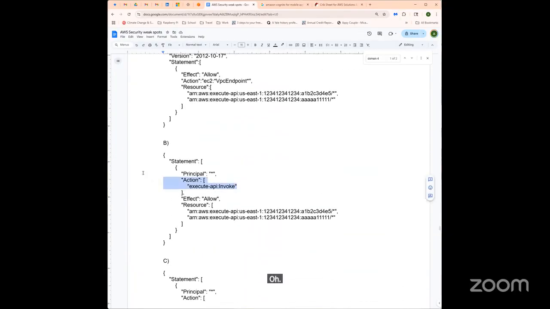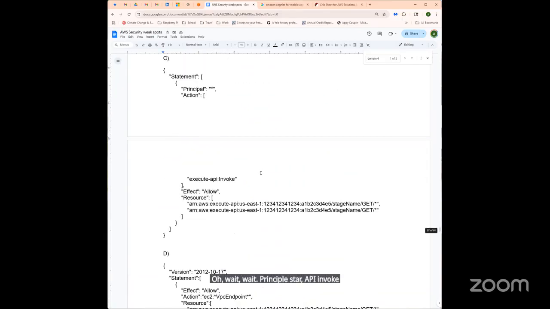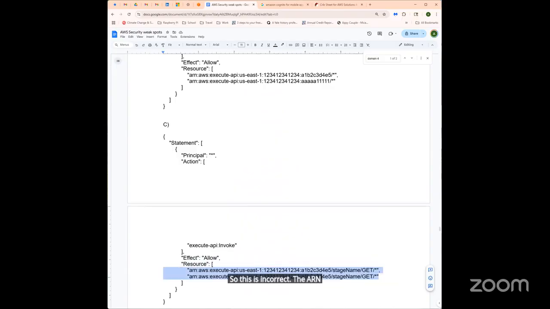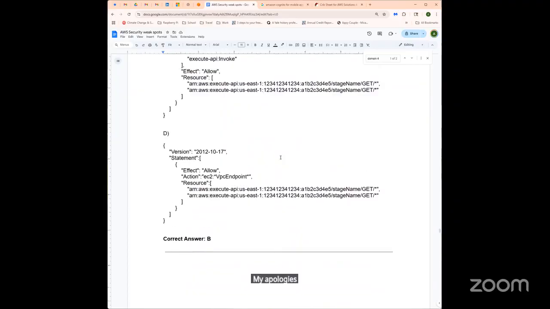Oh, wait. Principal star, API invoke. What's the difference between? Oh, okay. So this is incorrect. The ARN right here is incorrect. That's why. Okay, so it is B. My apologies. Okay, so why is it B?